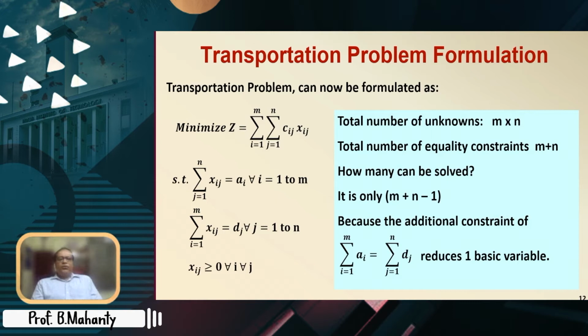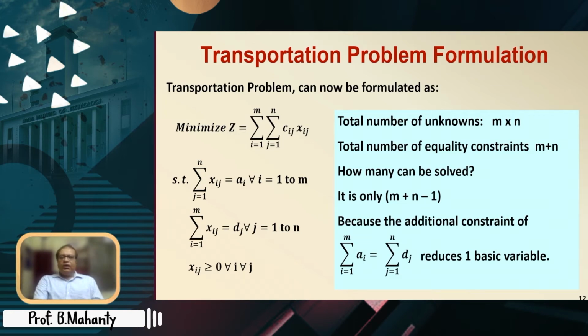So therefore you see, for every transportation problem, if m is the number of sources and n is the number of destinations, then the number of basic variables will be only m plus n minus 1. Right? We cannot solve m plus n. We can solve only m plus n minus 1. So that we must remember, that only that many can be solved and not more. More variables cannot be solved, because the additional constraint is also there.